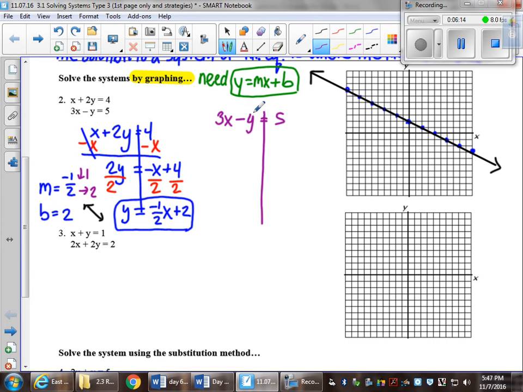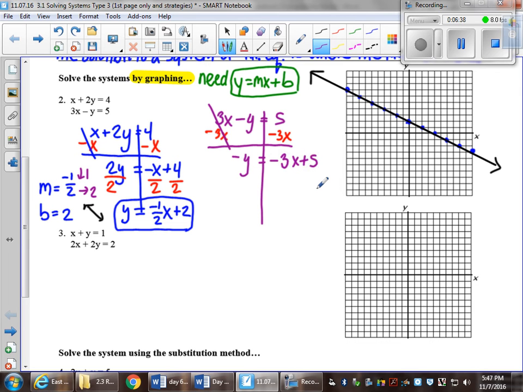On this side, is there something that I could use math to move over using addition or subtraction? Yes, we can subtract 3x from both sides. Subtract 3x. This cancels, 0. That leaves me with negative y equals negative 3x plus 5.